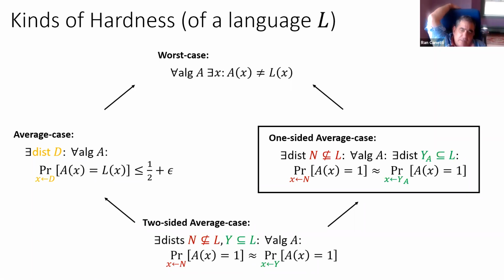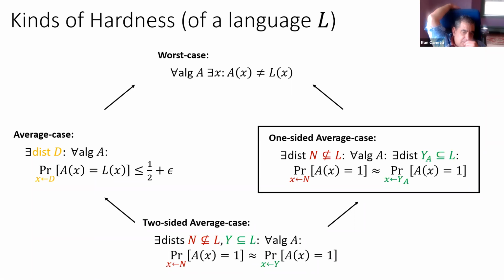So this two-sided average case is much stronger. It's really the statistical zero knowledge, right? There are two distributions on yes and no instances that are really indistinguishable to the algorithm. That's a really strong requirement. In fact, the existence of a language that is two-sided average case hard is equivalent to the existence of one-way functions. It's like you can sample a solved puzzle. It's statistically zero knowledge. Wait, you're saying it's the same as statistical zero knowledge?